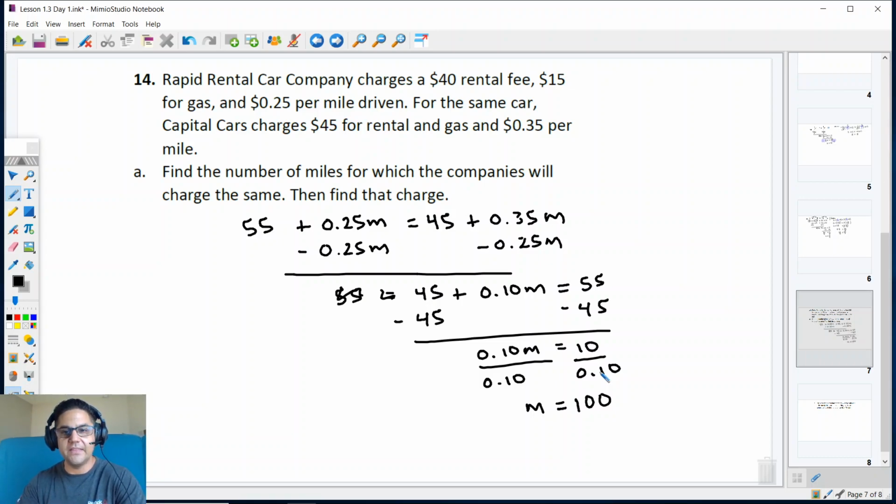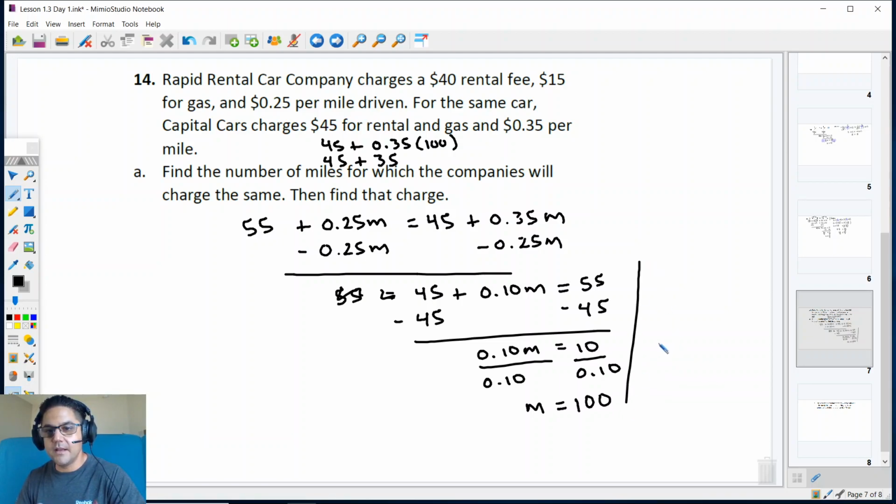It says find that charge. I can look at either side, whether it's Rapid Rental or Capital Cars. So it's going to be $45 plus 35 cents per mile, and it's 100 miles, right? Do you know the trick? You can just move your decimals. So it's really just 45 plus 35. Each company will charge, if you add that up, $80. 45 plus 35 is $80. So company A, company B, same thing.